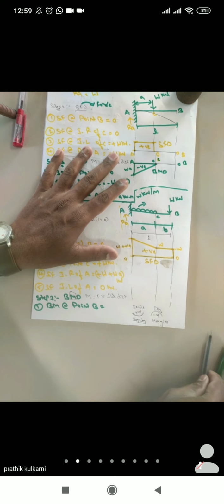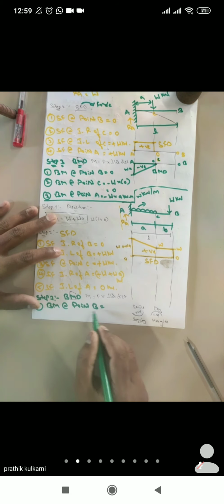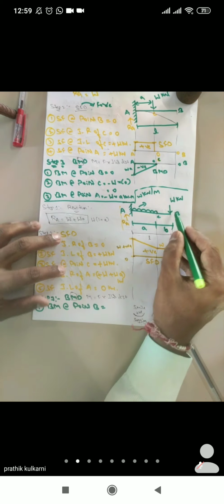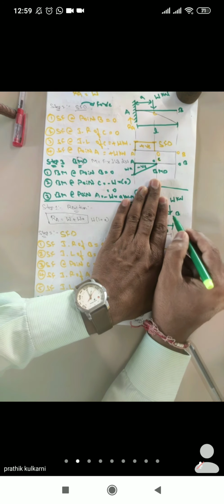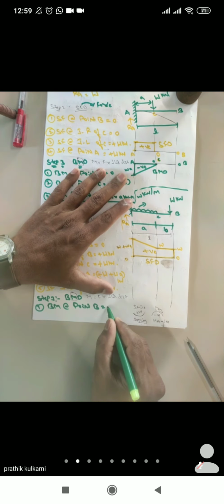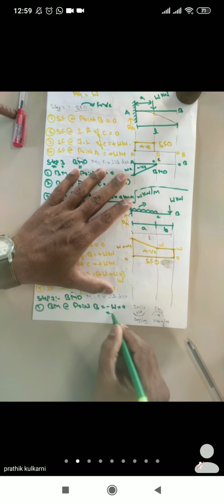Fine. So now let us go with our bending moment at point B. Directly we'll take the bending moment at point B. We have a force, but the perpendicular distance is 0. So we'll take it as minus W newton into 0, so the answer will be 0. Why?